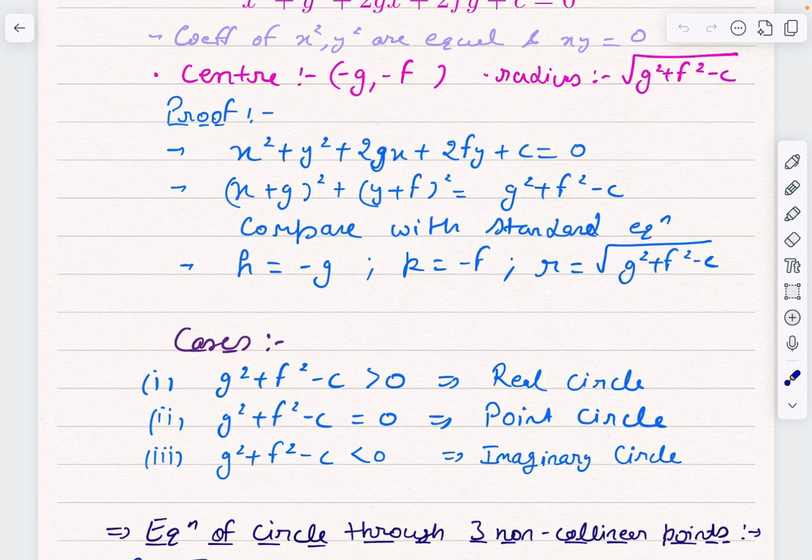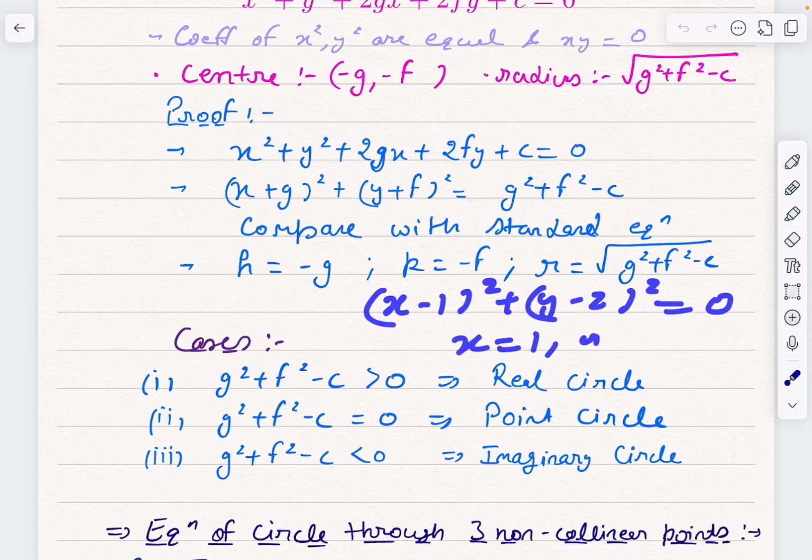Now we discuss this radius, square root of g square plus f square minus c. If this is positive, it will be a real circle. If this thing is equal to 0, then the radius will be 0, so it will just be a point only. The center, that's all. There is no radius there, so it will be called a point circle. For example, if I say (x minus 1) square plus (y minus 2) square equal to 0, that is only possible when x is 1, y is 2. That will just be a point.